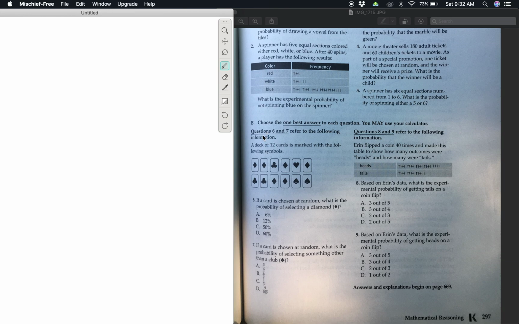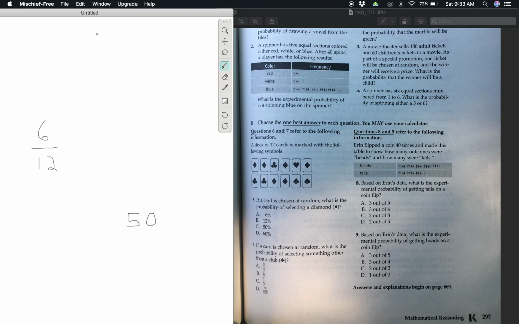Okay, questions 6 and 7 refer to the following information. A deck of 12 cards is marked with the following symbols. So, there's 12 cards here. If a card is chosen at random, what is the probability of selecting a diamond? So, how many diamonds are there? Out of 12, there's 1, 2, 3, 4, 5, 6. So, we have 6 over 12. And you should know that if the numerator, or the top number, is half of the bottom number, that means that it's exactly half, which is, as we know, C, 50%.